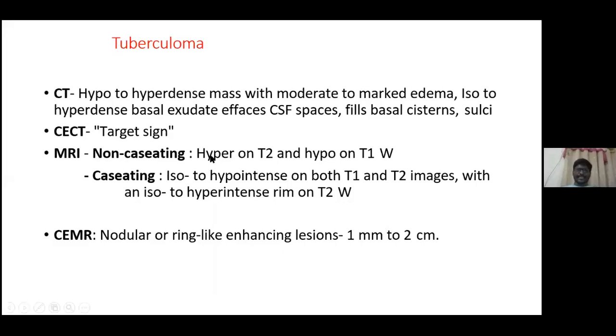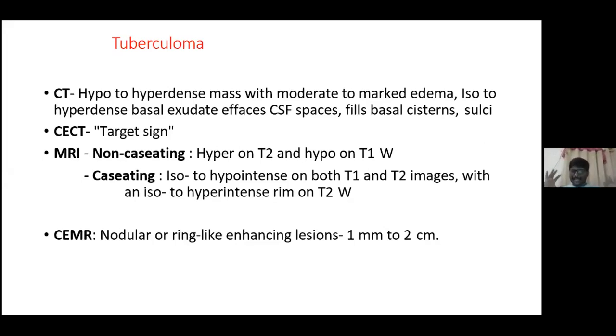So in the CECT, the classic sign is the target sign, and in the MRI, non-caseating and caseating, there is hyperintensity on T2 and hypointensity on T1, as we already appreciated. Okay, and in the contrast enhanced imaging, we see the nodular or ring enhancing lesion. Usually the size is more. Whenever you see the size is lesser, again it is in favor of neurocysticercosis. In the further slides, I will mention the difference between neurocysticercosis and tuberculoma.